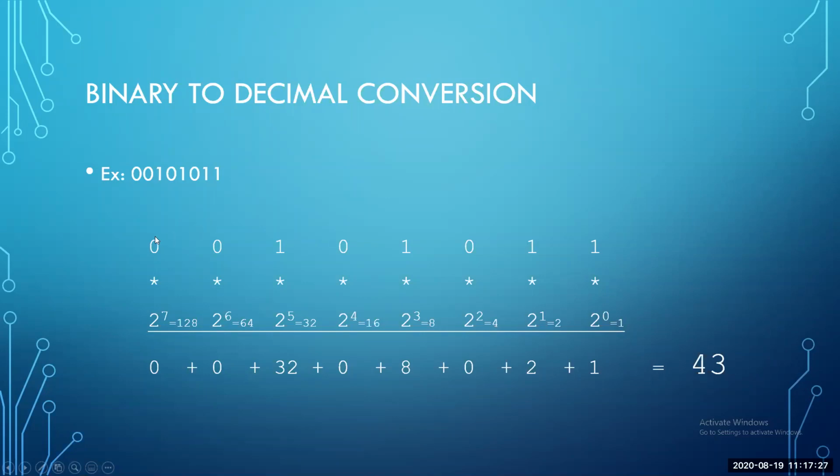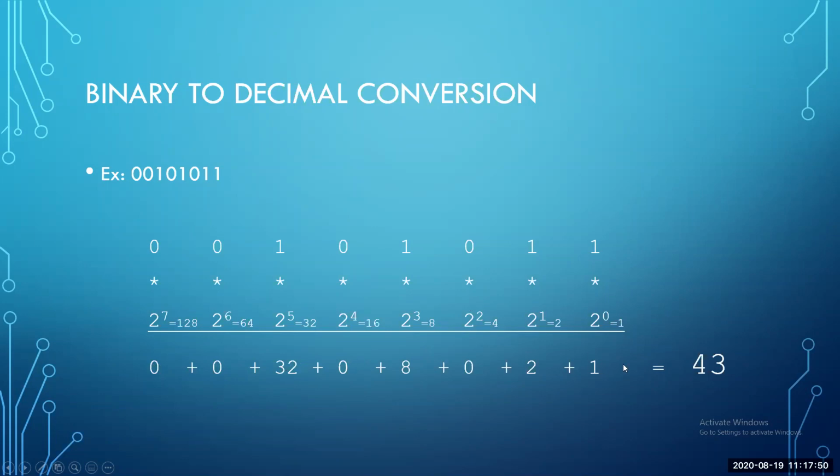So now, 0 times 128 is obviously 0. 0 times 64 is obviously 0. 1 times 32 is 32. 0 times 16 is 0. 1 times 8 is 8. 0 times 4 is 0. 1 times 2 is 2. Then 1 times 1 is 1.